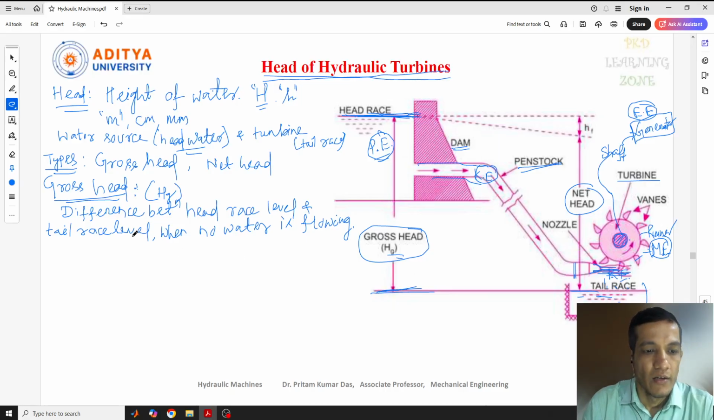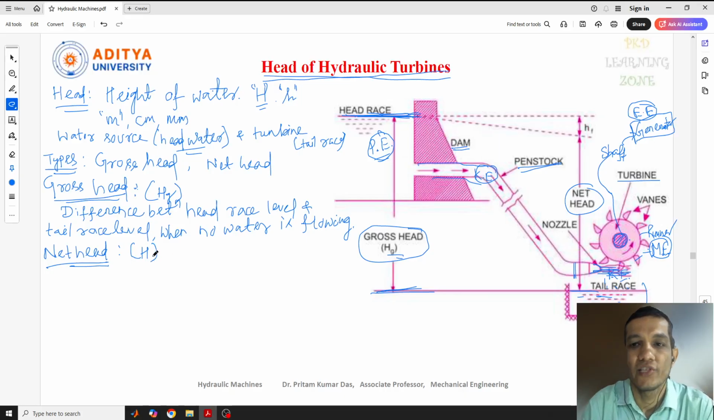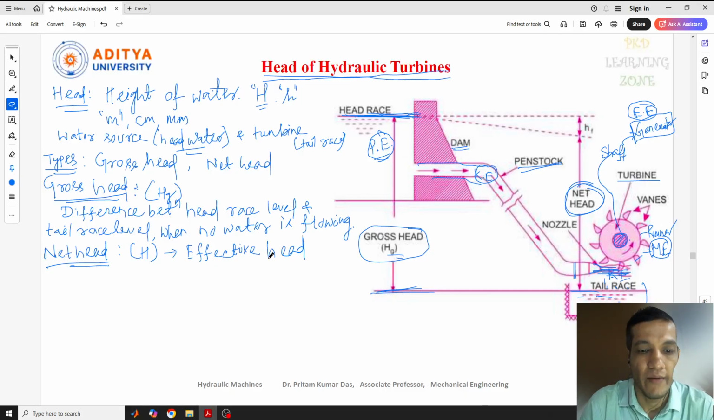And the second one is net head. This is also simple, but we need to understand it slightly. This is net head, which is denoted by H. Net head is also called the effective head. How much effective head is there in the turbine? This is the head which is available at the inlet of the turbine.